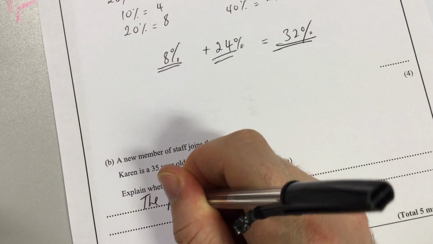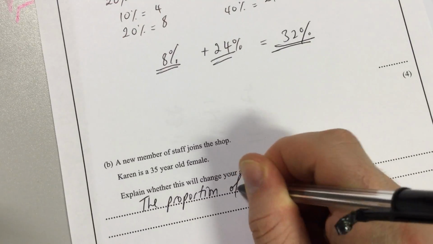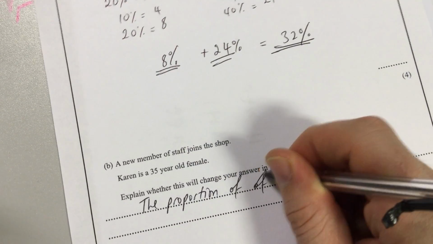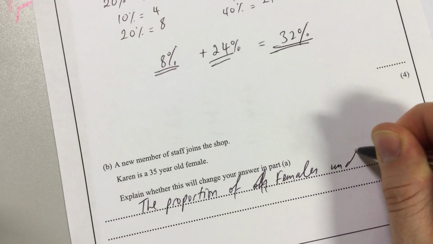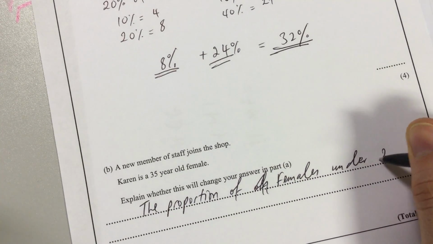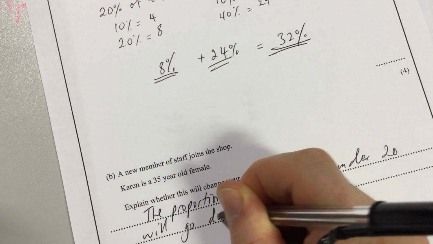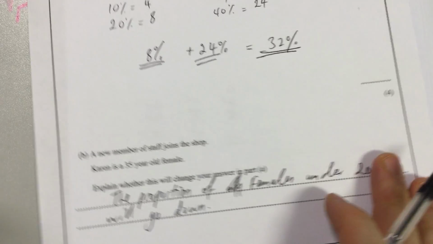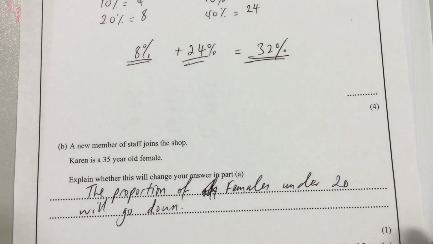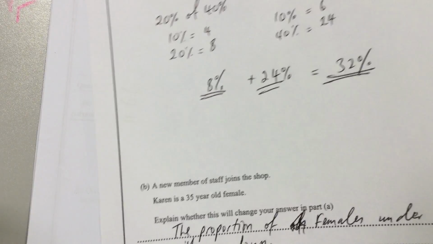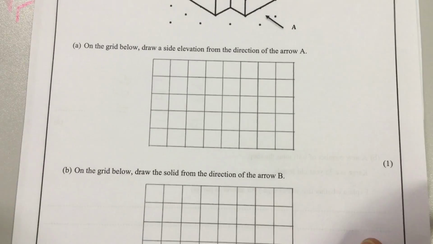The proportion of females under 20 will go down. So there are more older females, so the proportion of younger females has gone down. Okay, so it does have an effect. Awkward question.